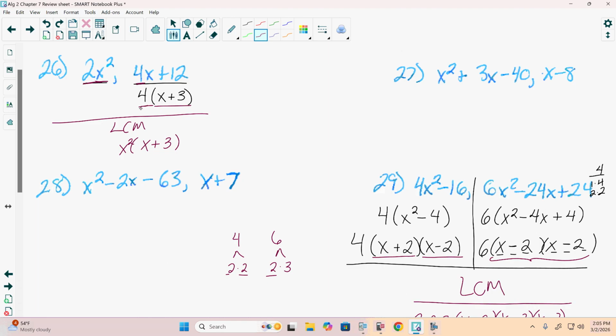Now we need to see what the least common multiple of 2 and 4 is. The first number I can turn both 2 and 4 into, which is 4. 2 times 2 is 4. 4 is already 4. So the least common multiple for this here is 4x squared times x plus 3.